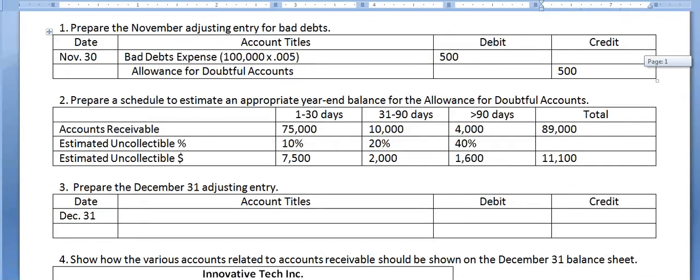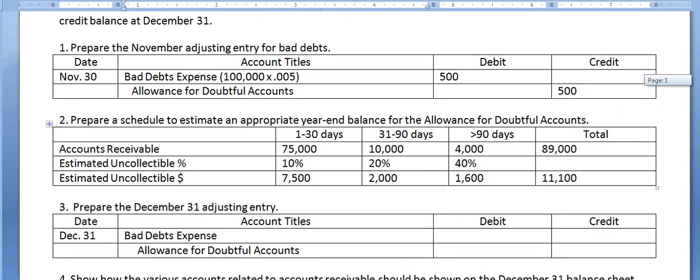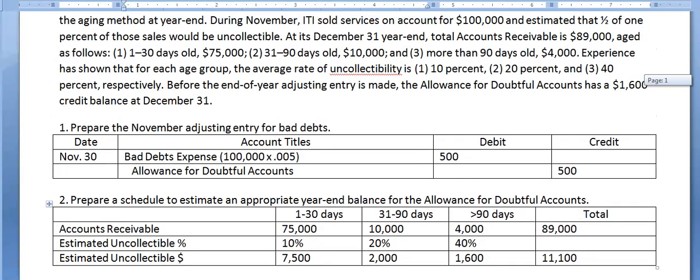In step 3, they want us to prepare the adjusting entry for year end using the allowance method, the aging method to estimate the amount. So again, the entry will be the same regardless of how we estimate it: a debit to bad debt expense and a credit to the allowance for doubtful accounts. But with the aging method, we have to take into consideration what the current balance of the allowance account is.